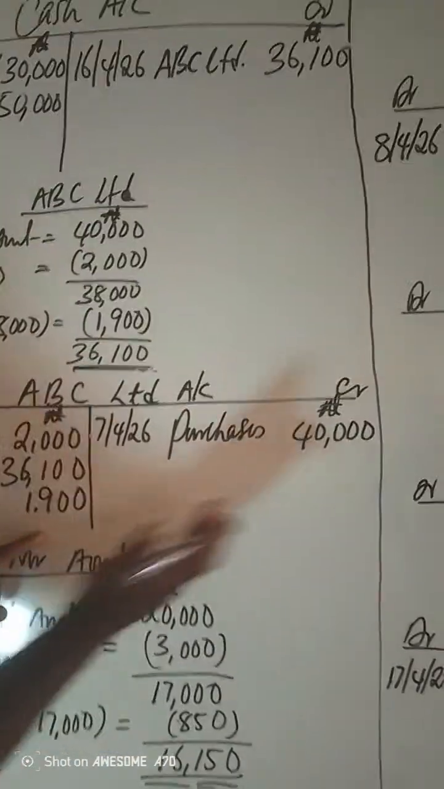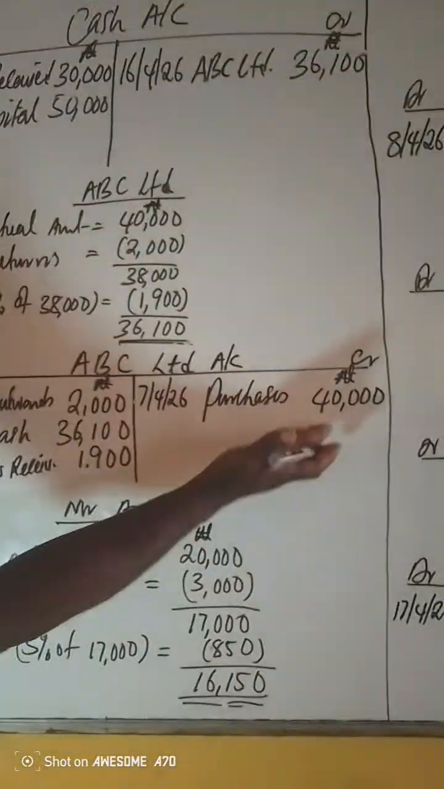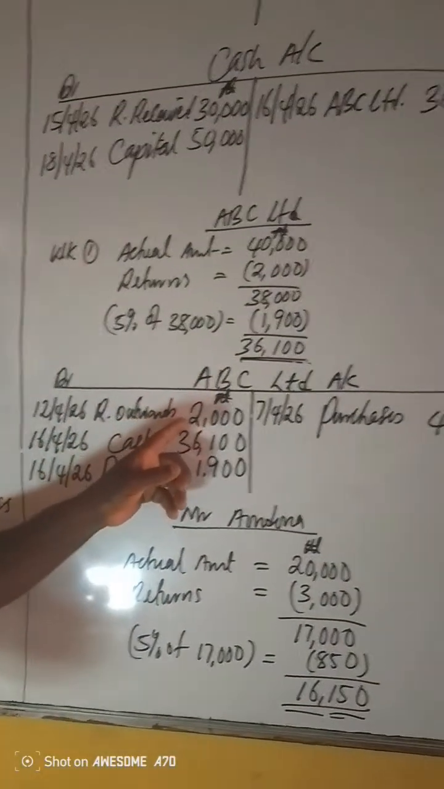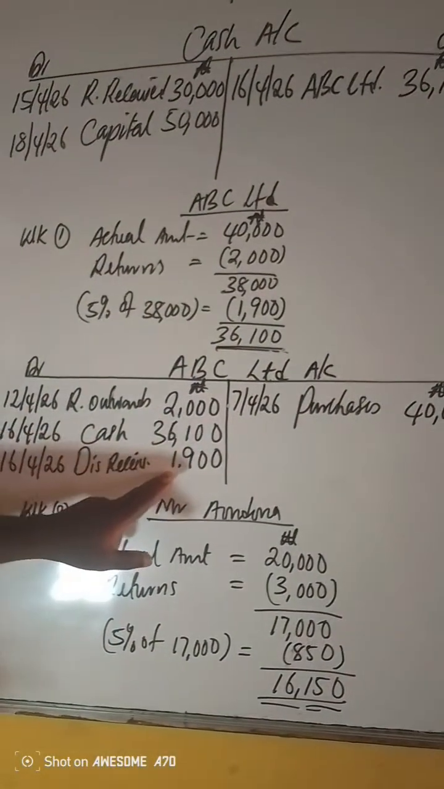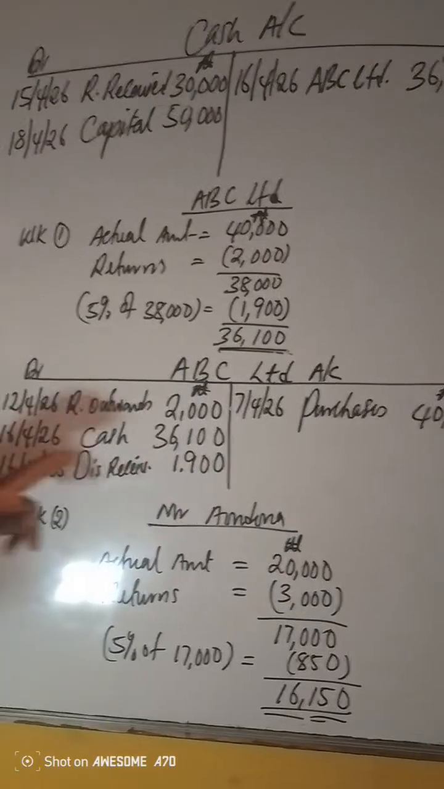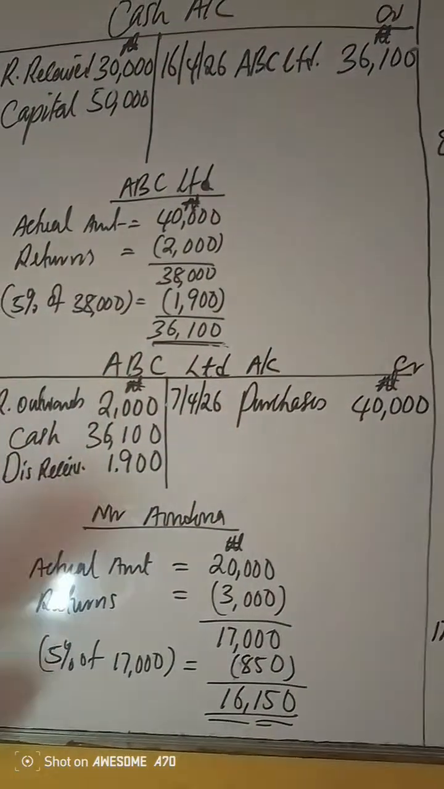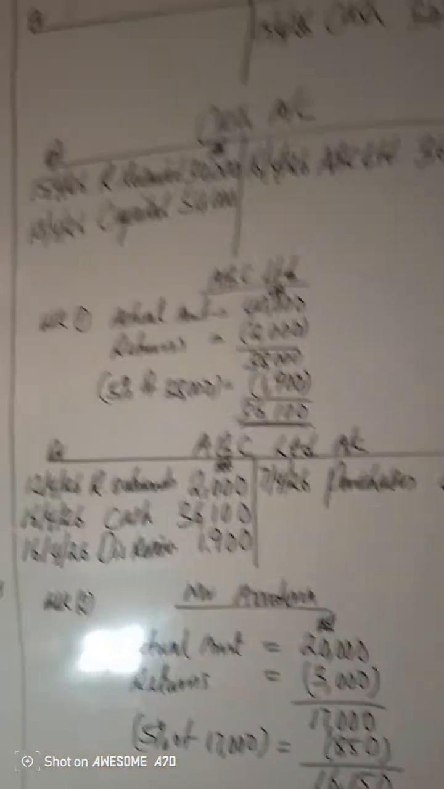Then by main look, you discover that the account is balanced, because the business owed ABC 40,000, and there was a return of 2,000, and there was a discount received of 1,900, and the payment was 36,100, and the 40,000 had been settled without the business owing ABC again. That's not the best one.